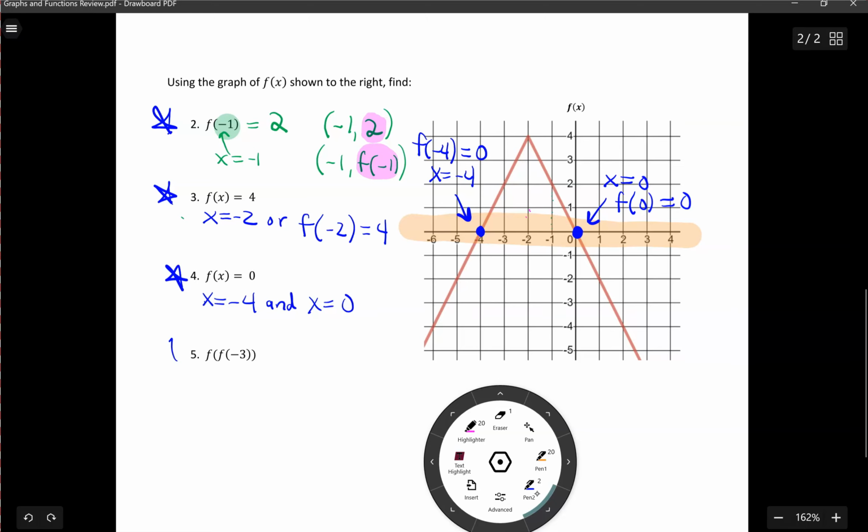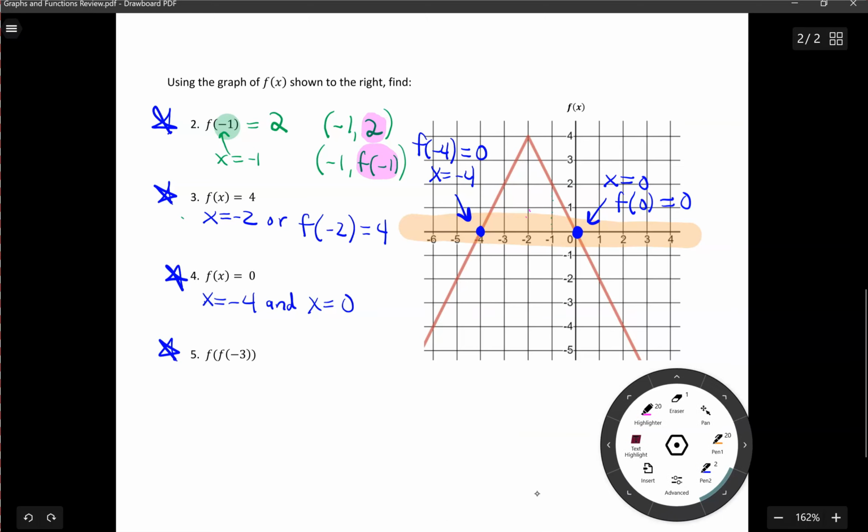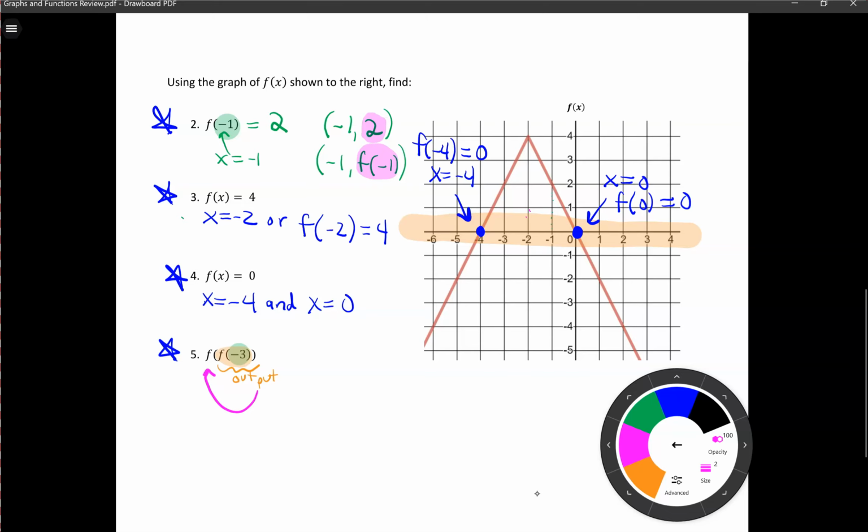Okay, now this last one's a doozy. This is actually function composition. So what in the world is happening here? So I have a -3, and I'm plugging -3 into my function. Remember, f of -3 is an output. And when I get that output, whatever that output is, it's going to become the input of the function again. We're plugging the output of a function into another function, in this case, the same function. So what in the world does this look like? Okay, let's just take a look at this.